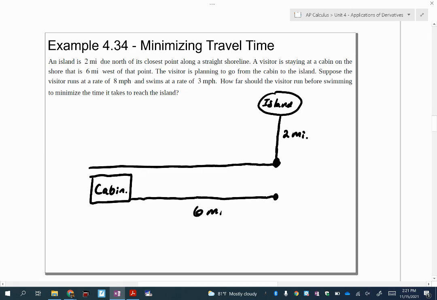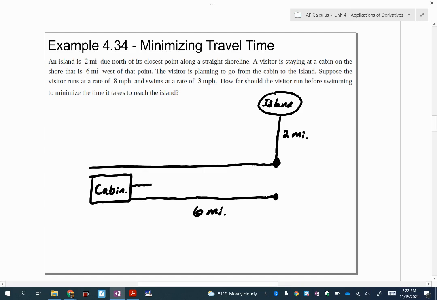Okay? And we're trying to figure out how to minimize the time it takes for the visitor to go from the cabin to the island. And the visitor is going to do this by a combination of running and swimming. So essentially, at what point should the visitor stop running and start swimming to minimize the time it will take to reach the island? All right, so there's a lot going on here.